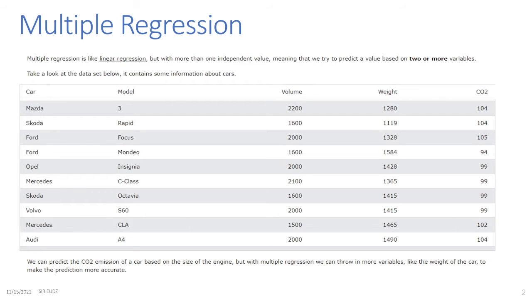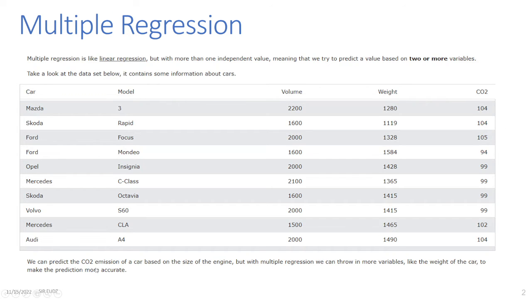Multiple regression is like linear regression, but with more than one independent value, meaning that we try to predict a value based on two or more variables. Take a look at the data set below. It contains some information about cars. So let's say, for example, we have here the name of the car, the model, then the volume, the weight, and CO2 emissions.